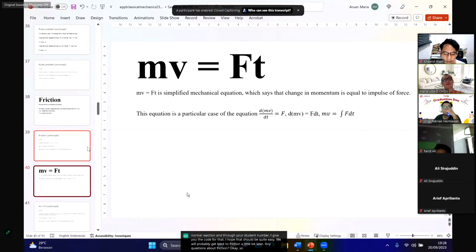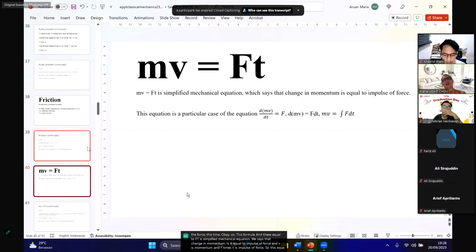Okay, so the next few slides are dealing with this formula, mv is equal to ft, which is very useful for many problem-solving cases. Here, m is the mass, v is the velocity, F is the force, t is time. This simplified mechanical equation says that the change in momentum is equal to the impulse of force. mv is momentum and F times t is the impulse of force.